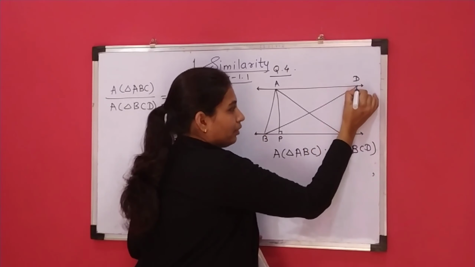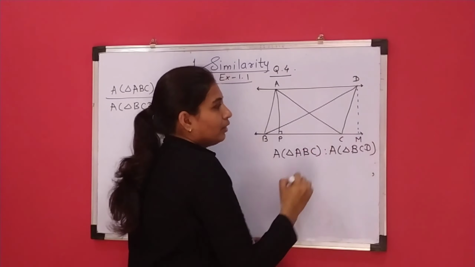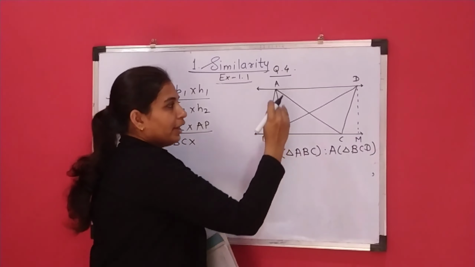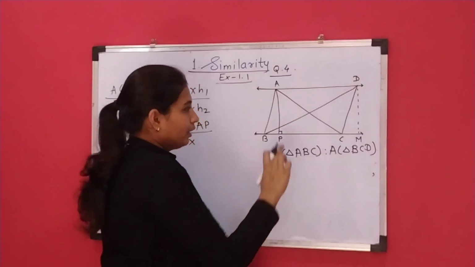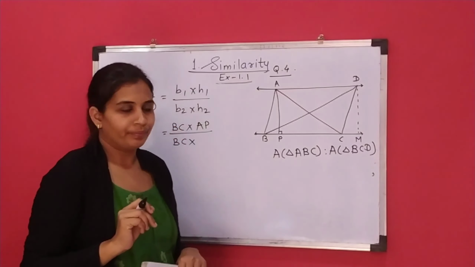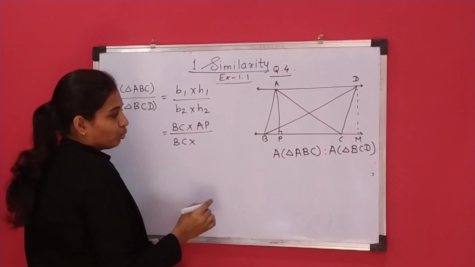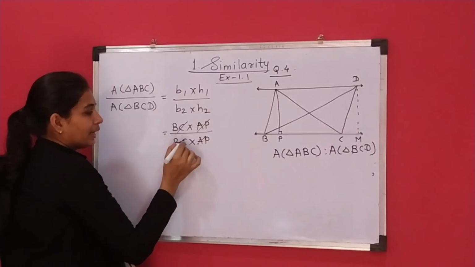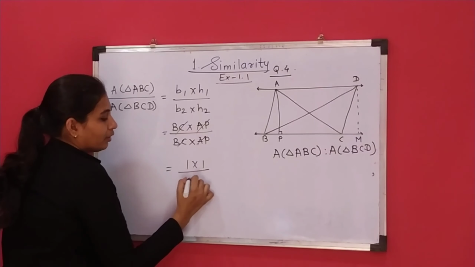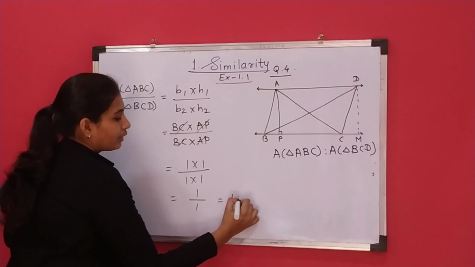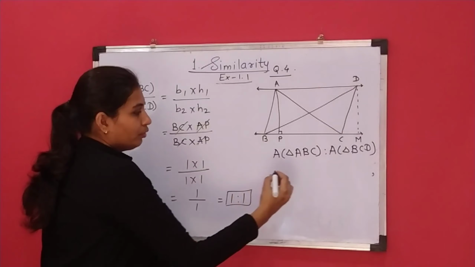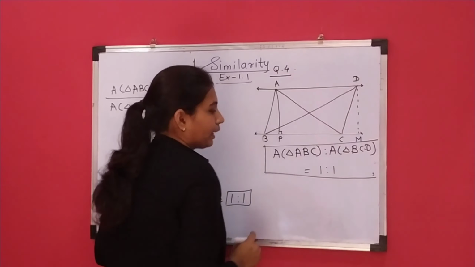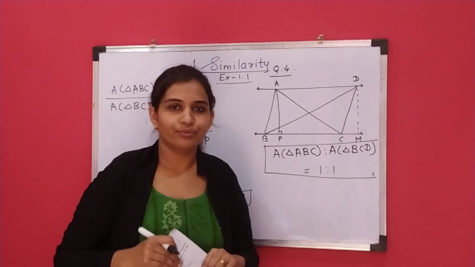So we can draw a perpendicular like that. Draw a perpendicular DM on side BC. Now if AD is parallel to BC, then AP will be congruent to DM. It means that we can substitute AP instead of writing DM. All values will get cancelled here. We will get a ratio of 1 upon 1, that is 1:1. Now we get the answer: the ratio of the areas of the given two triangles is equal to 1:1.